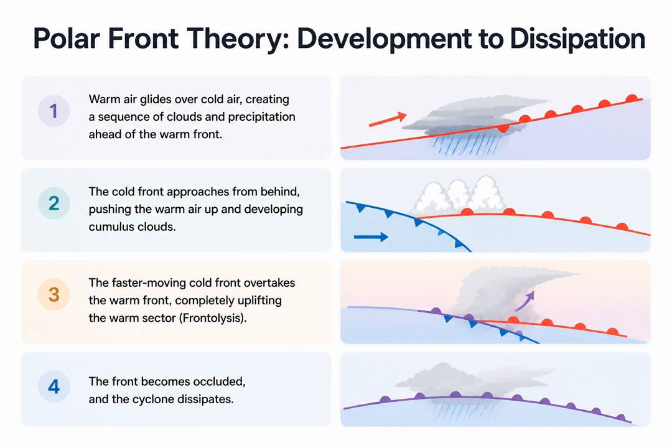This creates a sequence of clouds ahead of the warm front, leading to precipitation. Meanwhile, the cold front approaches from behind, aggressively pushing the warm air upward, which triggers the development of cumulus clouds. Because the cold front moves faster, it eventually catches up to and overtakes the warm front. The wedge of warm air gets completely lifted off the ground, a process called frontolysis. At this point, the front is occluded, and the cyclone loses its energy source and dissipates.